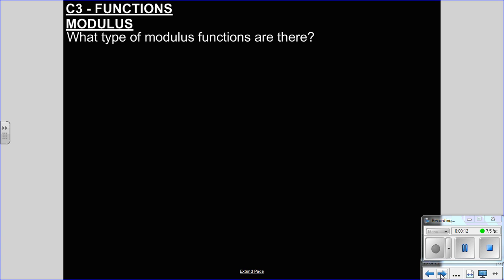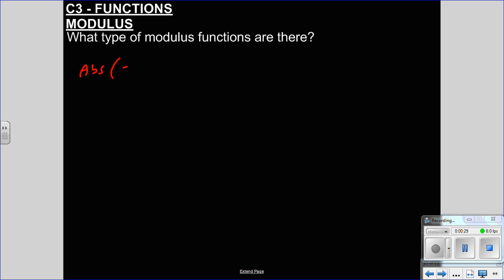Hello everyone. So another video, but this time on modulus functions. And what are modulus functions? Well, you may or may not know that the modulus is also known as the absolute value on your calculator.